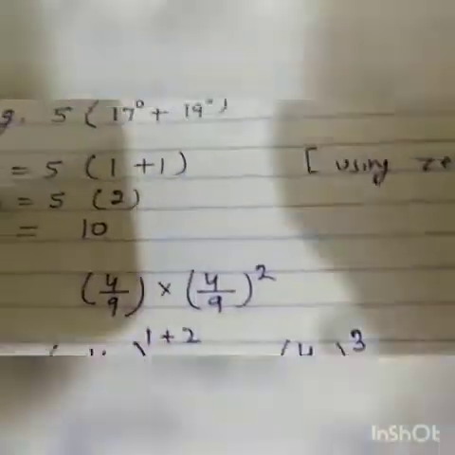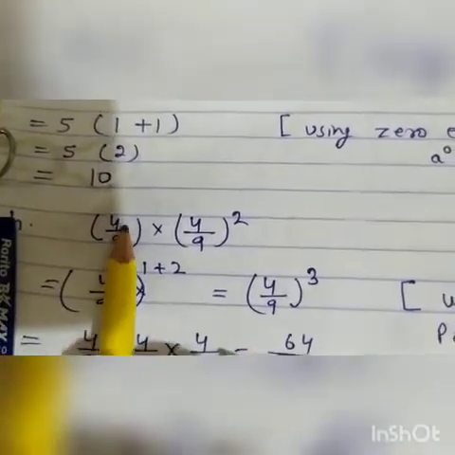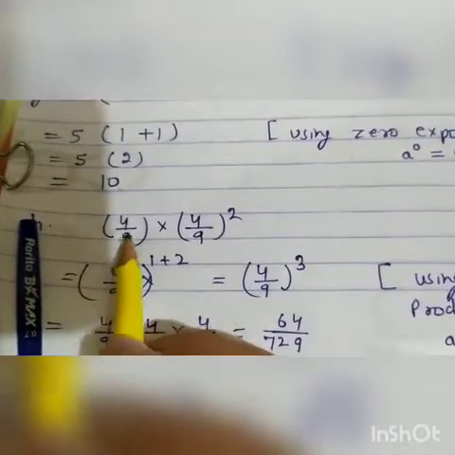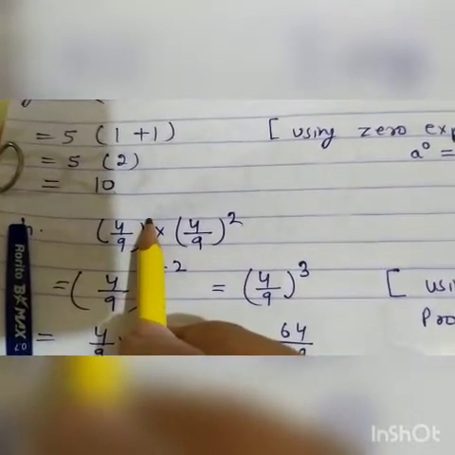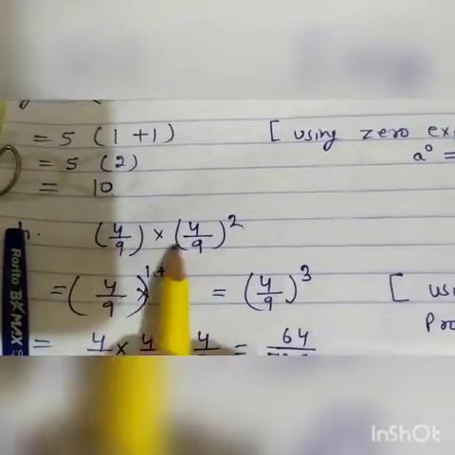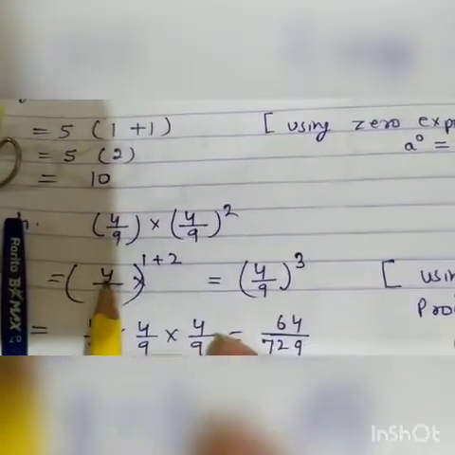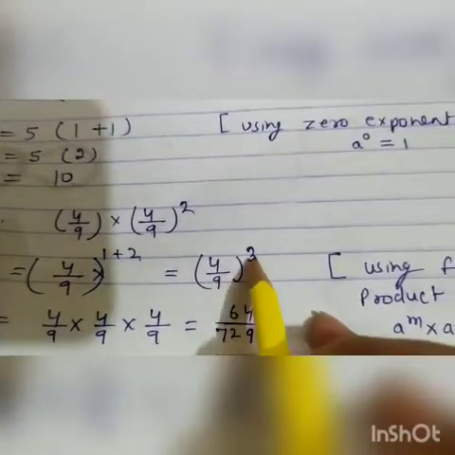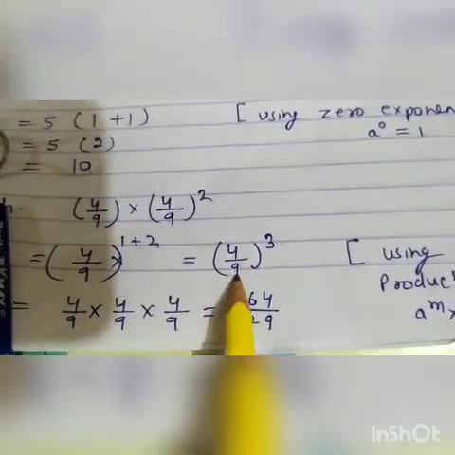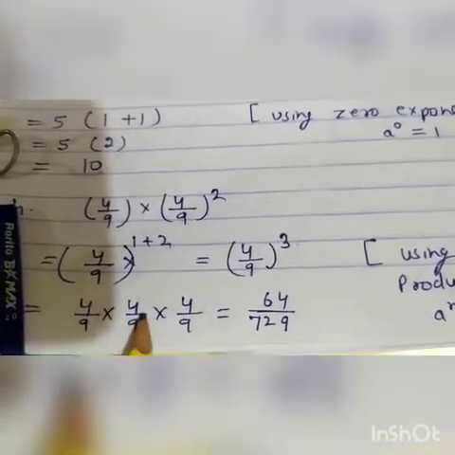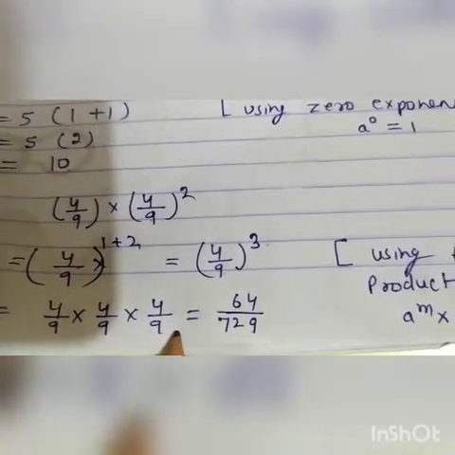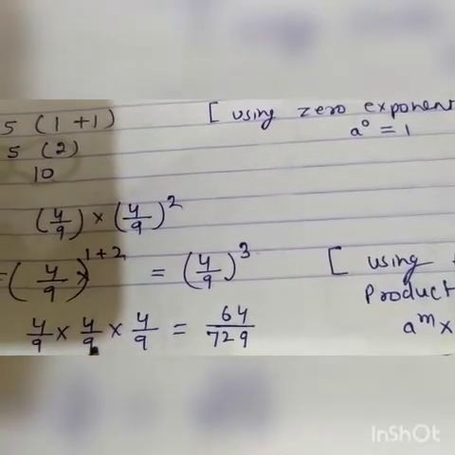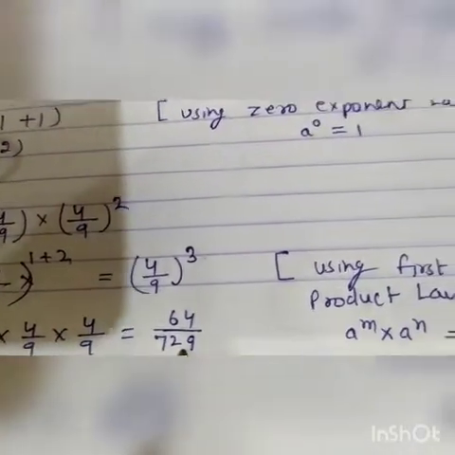Now come to the next part, 4 upon 9 multiplied by 4 upon 9 power 2. Here 4 upon 9 will be considered as power 1. In this case both the bases are same, so the powers will be added. 4 upon 9 power 1 plus 2. It will be 4 upon 9 power 3. Write 4 upon 9 three times. 4 upon 9 multiplied by 4 upon 9 multiplied by 4 upon 9. 4 fours are 16, 16 fours are 64, 9 nines are 81, 81 nines are 729.